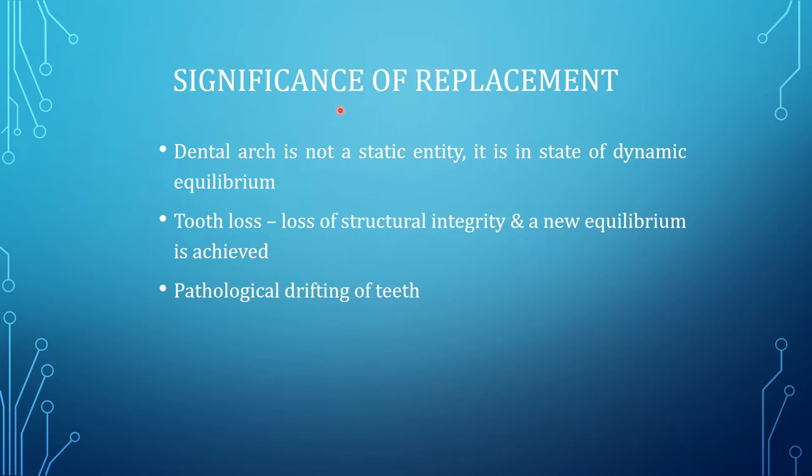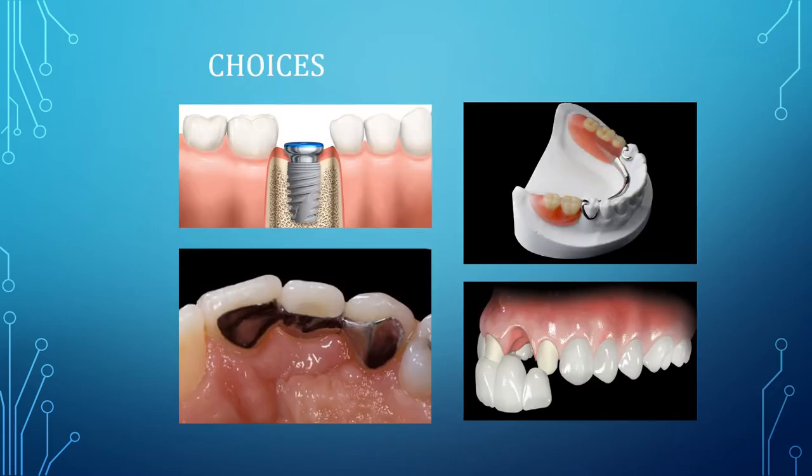The dental arch is not a static entity, and it is in a state of dynamic equilibrium, so there are some changes that keep taking place, right? Tooth loss is a loss of structural integrity, and a new equilibrium is achieved. Once the tooth is lost, there is drifting of teeth, migration, super eruption, and changes in the occlusion, okay? So pathological drifting of the teeth may be present.